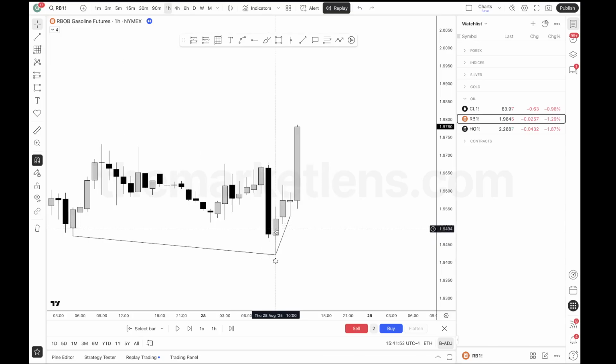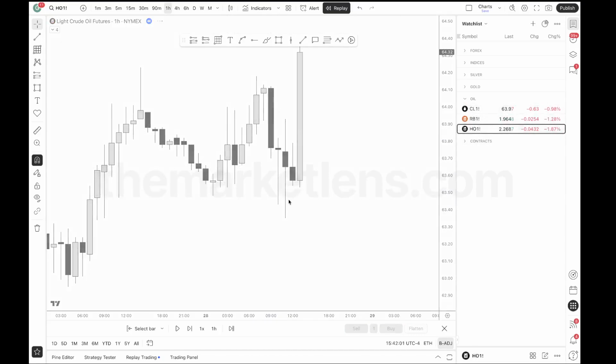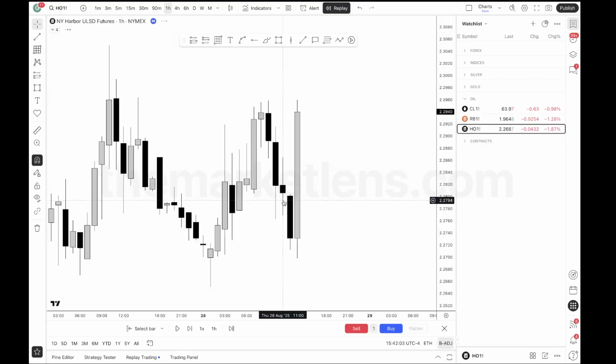Right, because this low right here at 10 a.m. gets taken out right here. Or it's this low that gets taken out, right? Or where is it? 10 a.m. I have to find it. Oh yeah, it is this low, sorry. So here's the 10 a.m. low.